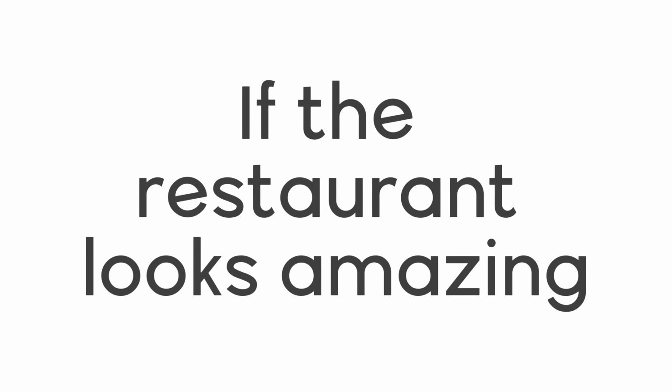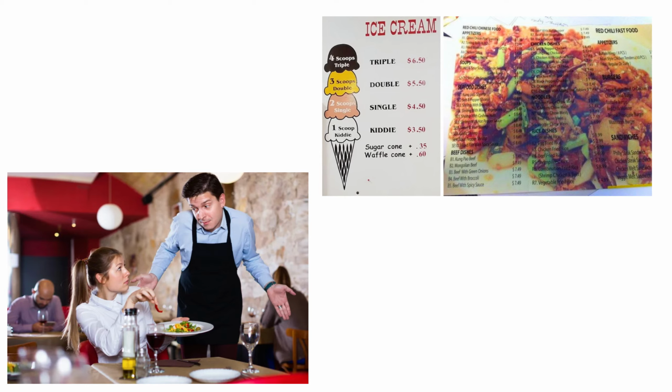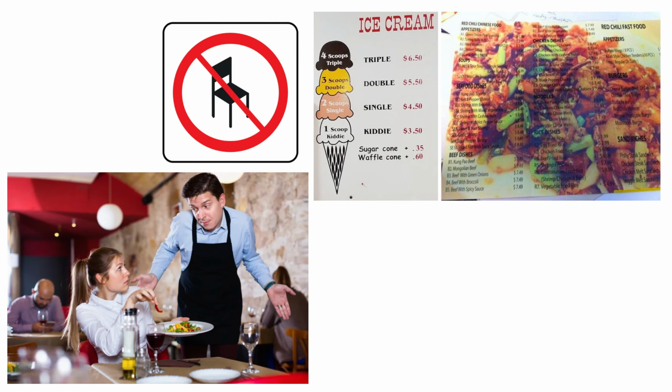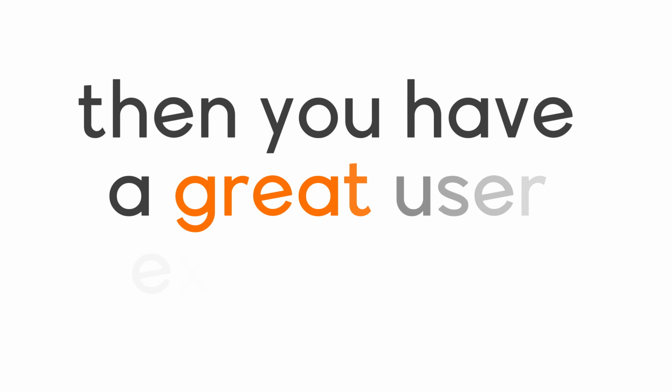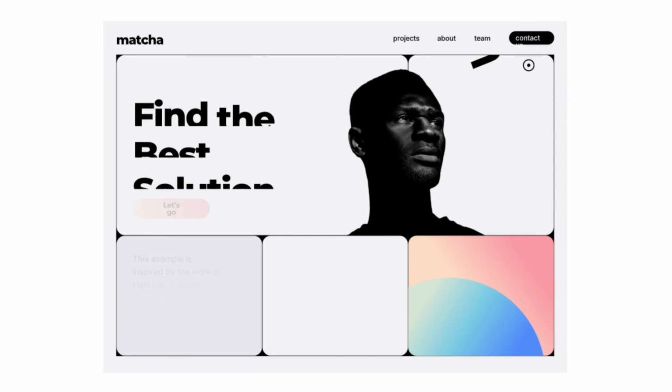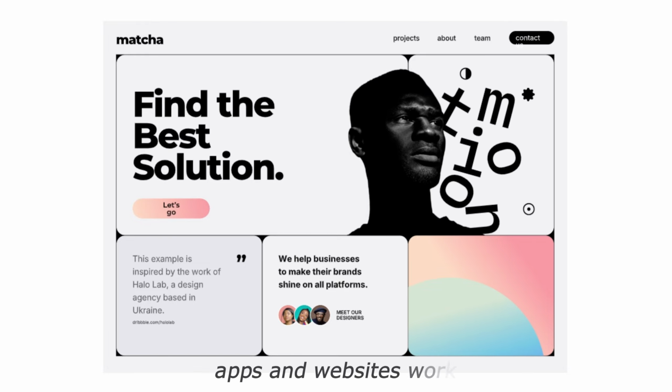If the restaurant looks amazing but the waiter ignores you and the menu is confusing and you can't even find a place to sit, that's a bad user experience. But if everything is smooth, fast, and easy, then you have a great user experience. That's exactly how apps and websites also work.